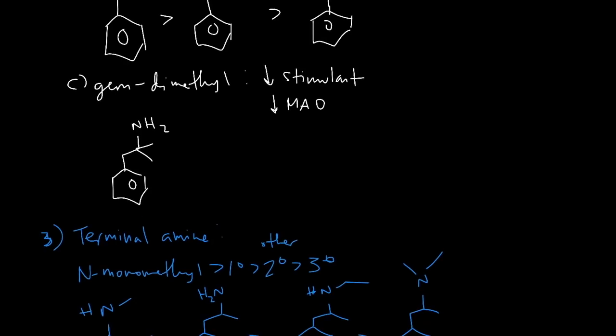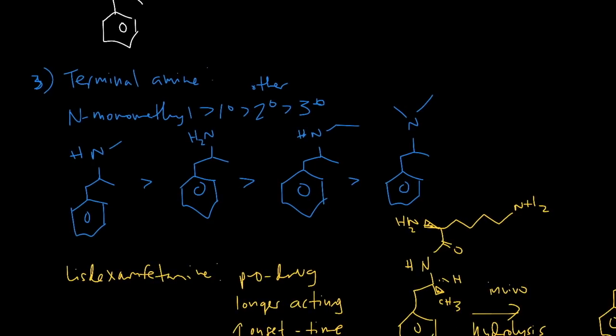Gem dimethyl, meaning you're adding two methyl groups to the alpha carbon, makes it less of a stimulant. However, it makes it less susceptible to MAO oxidation. Because remember, adding more carbons to the alpha carbon makes the compound less susceptible to MAO oxidation. So if one carbon was less susceptible to MAO oxidation, then two carbons at the alpha carbon is definitely less susceptible to MAO oxidation.